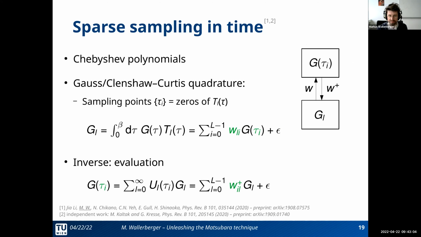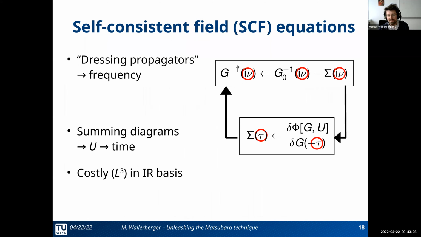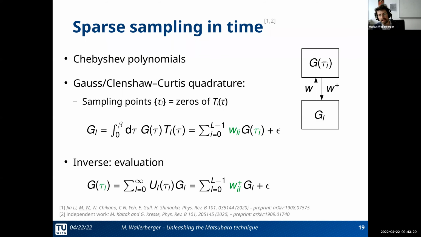So how do we do that now? Ideally, we would like to solve this equation in frequency and this equation in time, but keep in mind this nice basis we have, this IR basis. In practice, we know how to do that, right? Why do we know how to do that? Maybe not for the IR basis functions, but we know how to do that with polynomials.